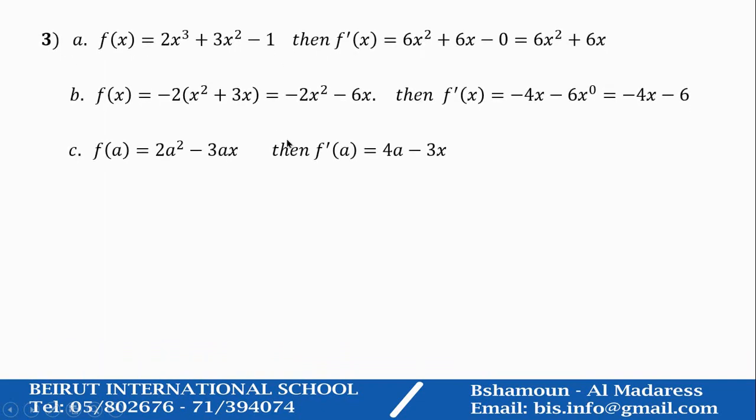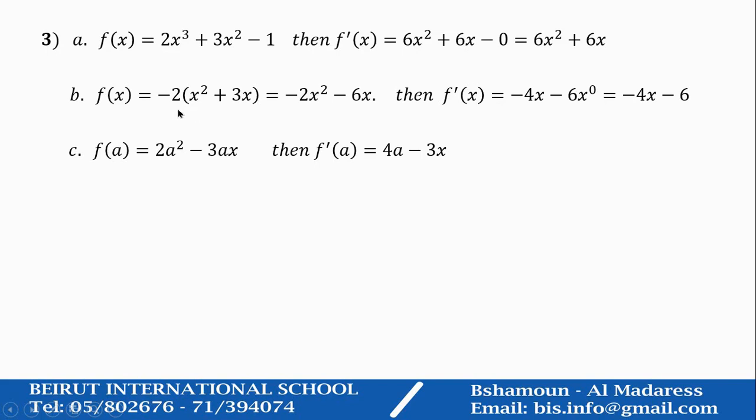F of x equals a sum of monomials. The derivative is the derivative of each. The derivative of 2x cubed is 6x squared. 3x squared, the derivative is 6x, and the derivative of 1 is 0.